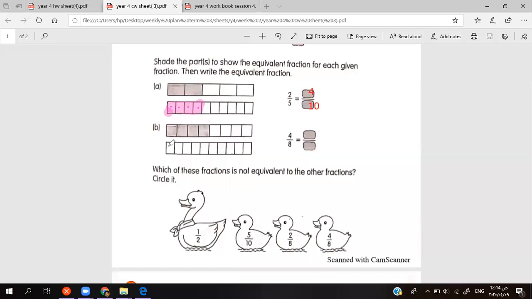Let's shade down like up. Okay, here it is 4 from 8. Here, how many? 1, 2, 3, 4, 5. 5 from how many? From 10. 5 over 10.